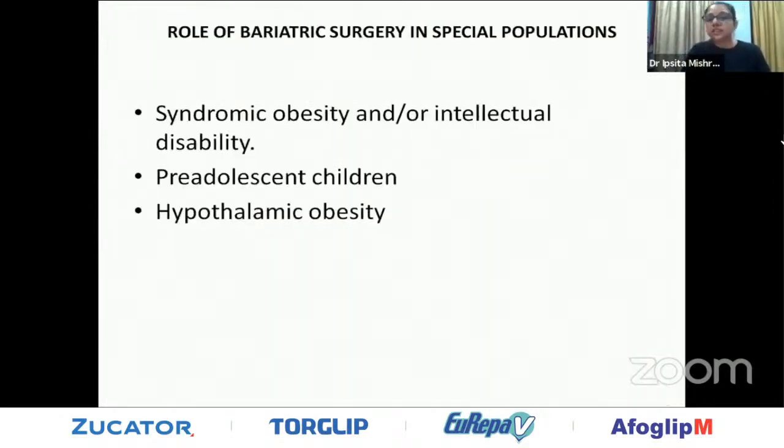Now, next comes the question of what is the role of bariatric surgery in special populations, especially those having syndromic obesity, pre-adolescent children, or the hypothalamic obesity categories. Some series have given promising results in all these 3 groups of children, but yet we cannot implement it onto a larger population until and unless we have large randomized trials.